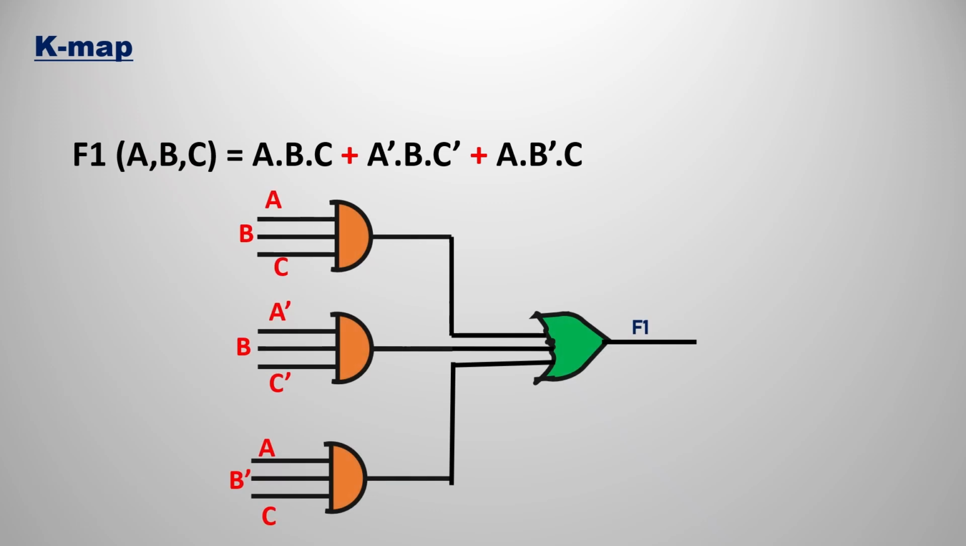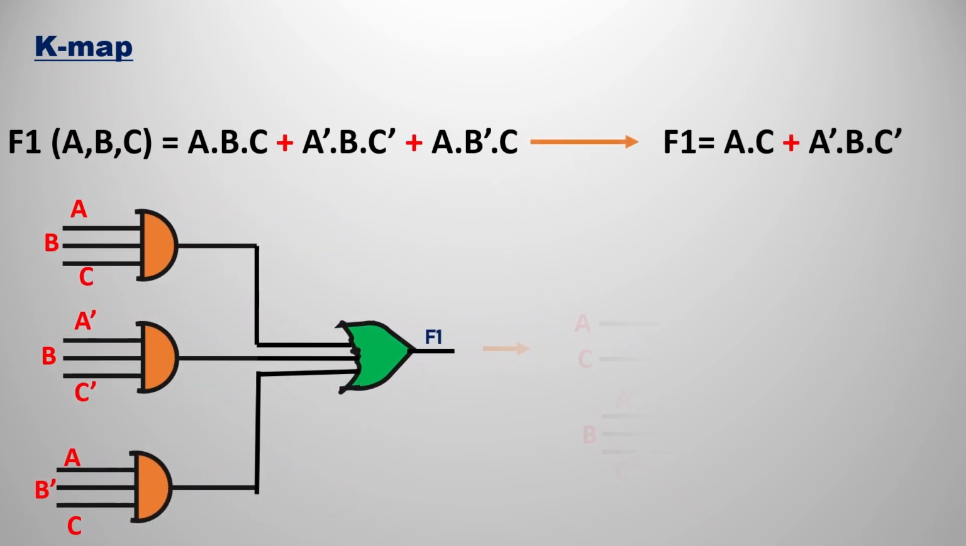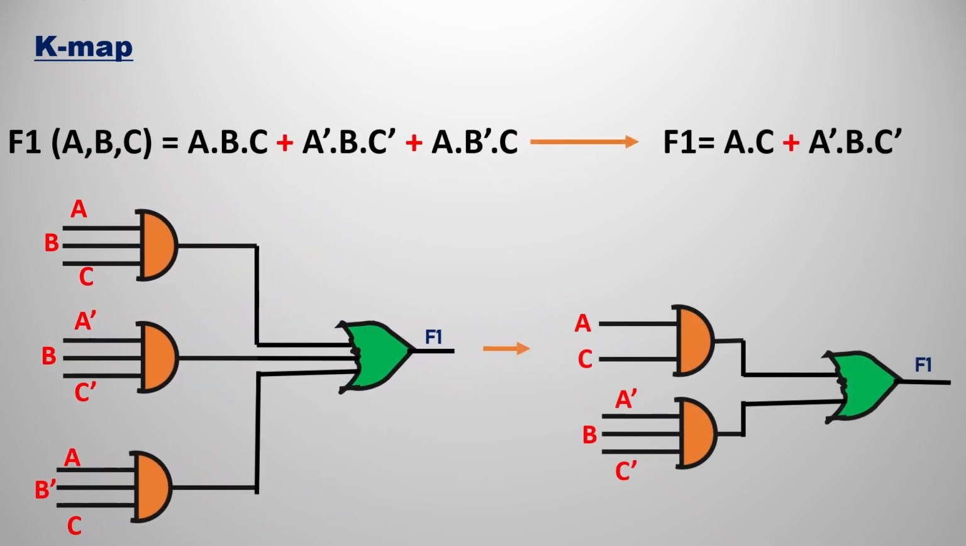If you draw a circuit for this expression, that is A, B, C, second one is A bar, B, C bar, third one is A, B bar, C, all are ANDed, so the circuit would look like this. If you simplify that, after simplification the circuit looks like that. This is a simple circuit, in which only 2 AND gates and a 2 input OR gate are required. So how we can minimize, let's see after this.